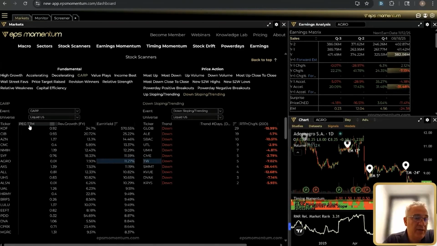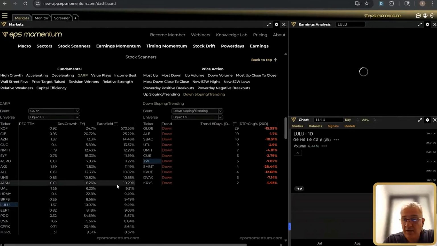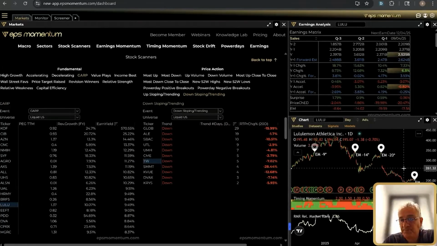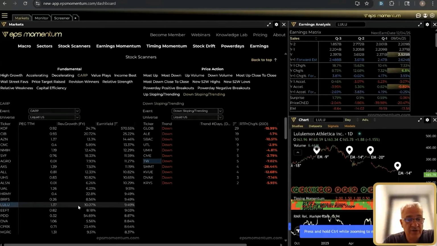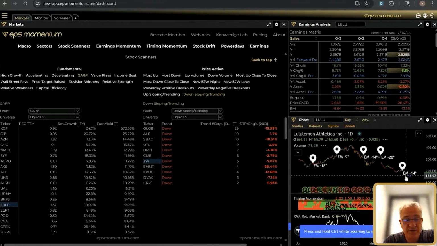So we have the PEG trailing 12 months, but we also have the PEG for the forecasted 12 months. So for the next 12 months. So this is also available. Lululemon is another one, right? So of course, the growth is not always at its maximum, I would say, but you're getting a good earning yield, and PEG is fairly affordable.